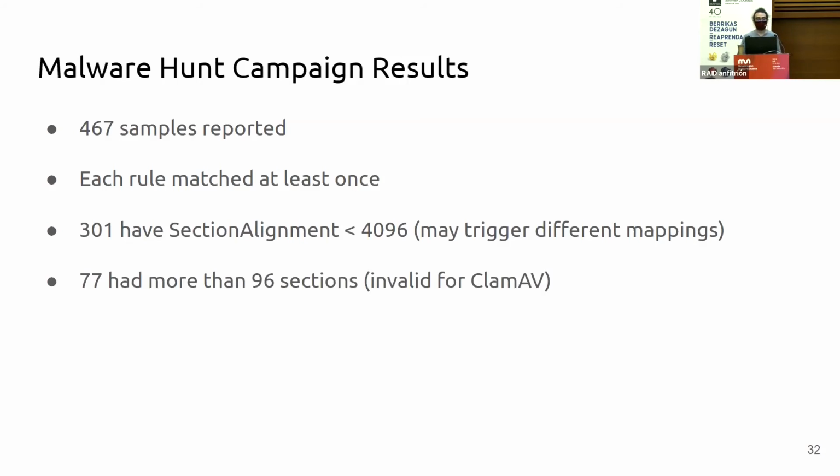The second most prominent one was the one about the 96 sections, which ClamAV would consider as invalid. We actually analyzed some of them manually, and we found that some samples had 97 sections. And we believe that this was probably done on purpose.